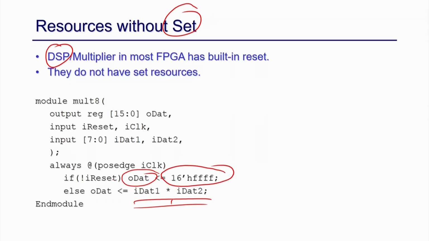So, this is a synchronous set, right, because this set is synchronous to this clock, it is not asynchronous to this clock, right. Even though it is a synchronous set, because I am setting this, it is not possible to map the whole thing into a single DSP. But if it is a reset, if I just write O dat equal to 0 say, then this whole thing is going to map into a single DSP, whereas because of this set, it has to be carried out outside, right.